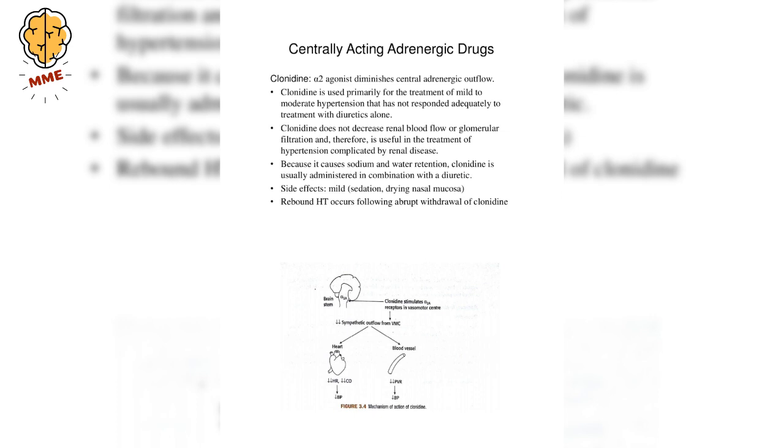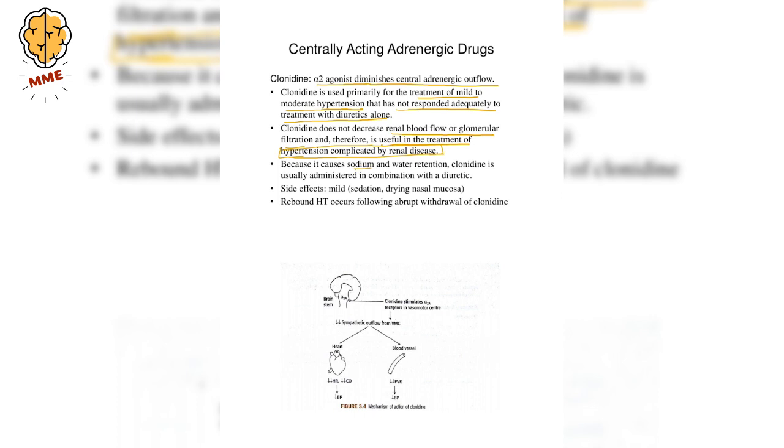Another class of drugs is centrally acting adrenergic drugs. Among centrally acting adrenergic drugs, we will be discussing clonidine and methyl dopa in particular. Clonidine is an alpha 2 agonist which diminishes central adrenergic outflow. Clonidine is used primarily for treatment of mild to moderate hypertension that has not responded adequately to treatment with diuretics alone. Clonidine does not decrease renal blood flow or glomerular filtration and therefore is useful in treatment of hypertension complicated by renal disease. Very, very important.